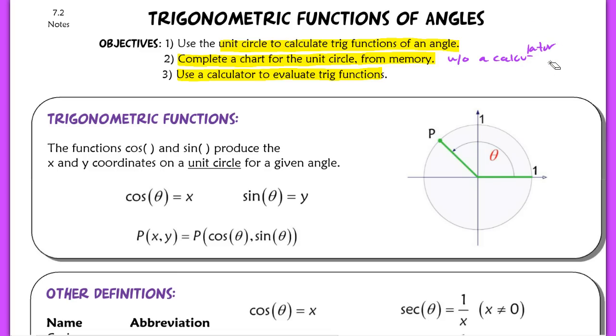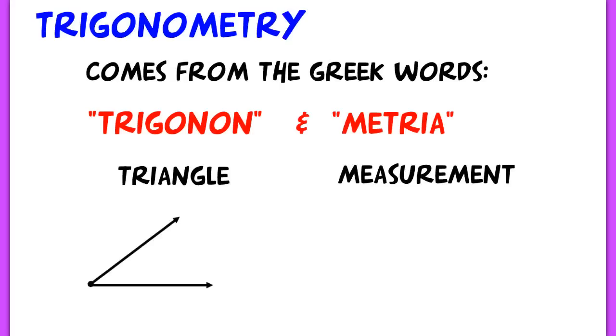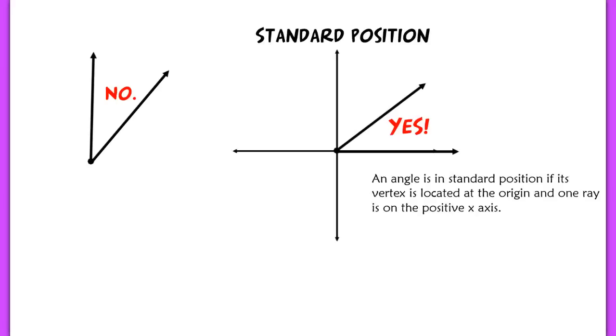Okay, now let's talk about some vocab. Recall that the study of trigonometry really is just the study of the angles of a triangle. When we look at angles, it's really easy to put an angle anywhere we want it. This is not something in standard position. When we look at trigonometry, we want to think of all of our angles in standard position. So this is what standard position looks like. Notice that you have one of your rays located on the positive x-axis. So this would be an angle drawn in standard position.